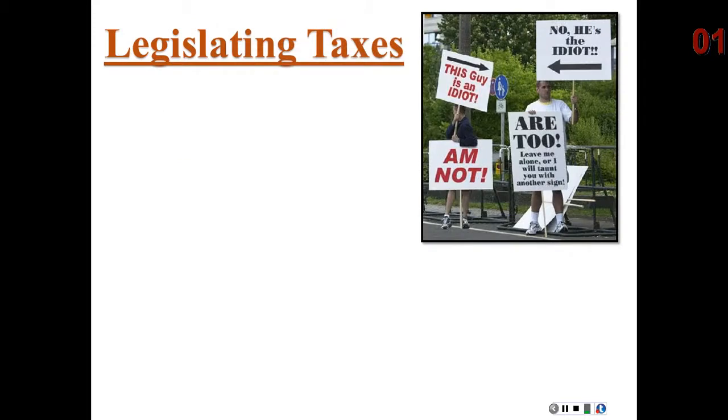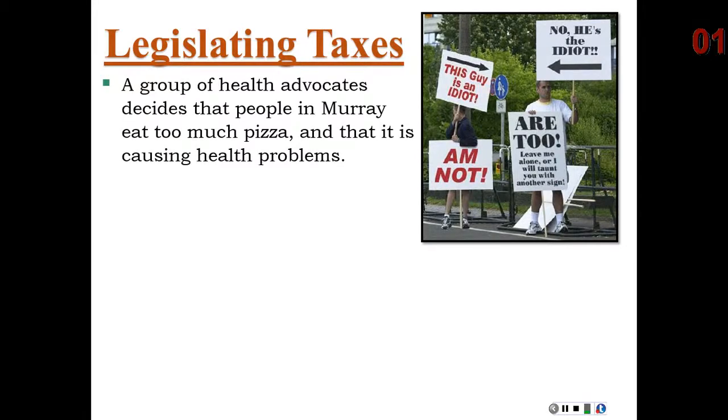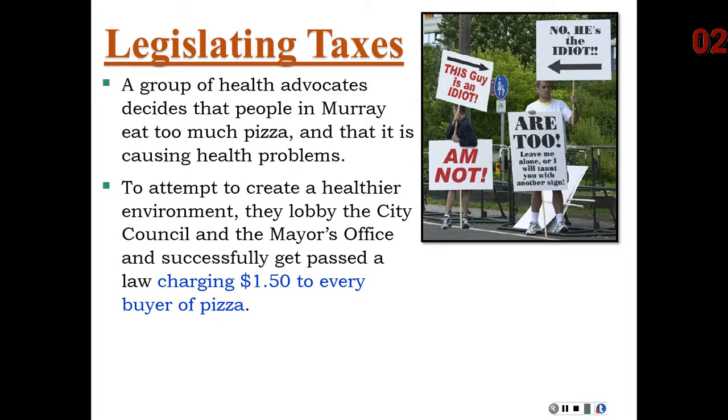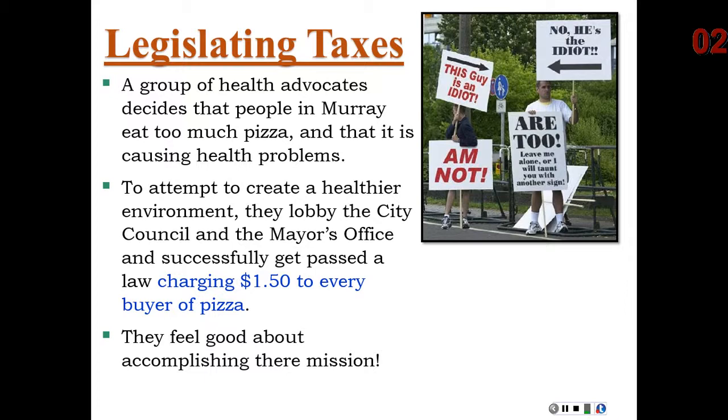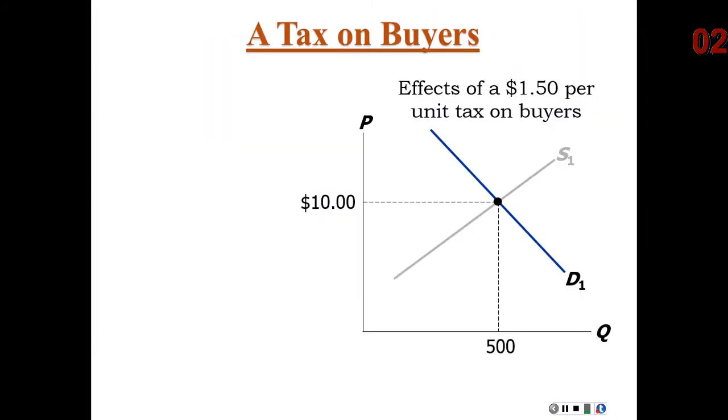Now, let's just say there's groups in Murray, maybe health advocates, that want people to eat less pizza. So they lobby the city council, the mayor's office, and successfully get passed a law where they're going to charge every buyer of pizza $1.50 every time they buy a pizza. Okay, so they want buyers to write the check to the government. They feel good about accomplishing their goal because they obviously think that people will buy less pizza. Now, what we want to ask is, how will this $1.50 per unit tax on buyers impact our market?